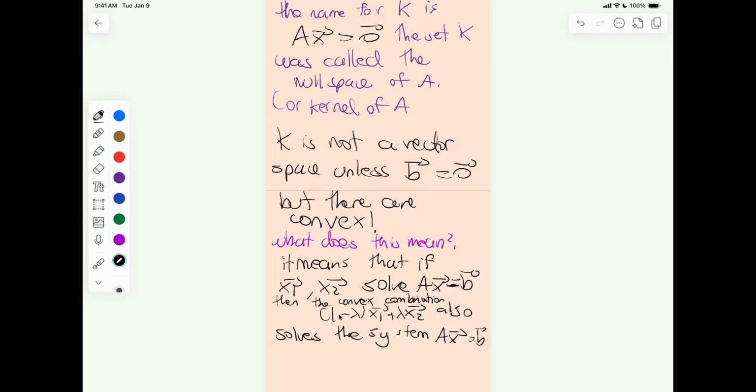And since lambda is any number between 0 and 1, that's infinitely many solutions already. So that is the easiest way to prove that once you have two solutions, that jumps to infinite solutions. And what is that representing? This is representing the segment between two solutions.